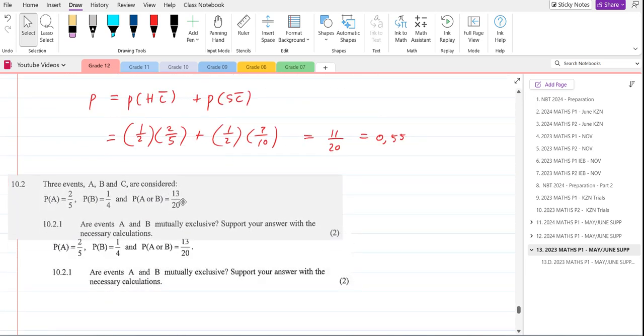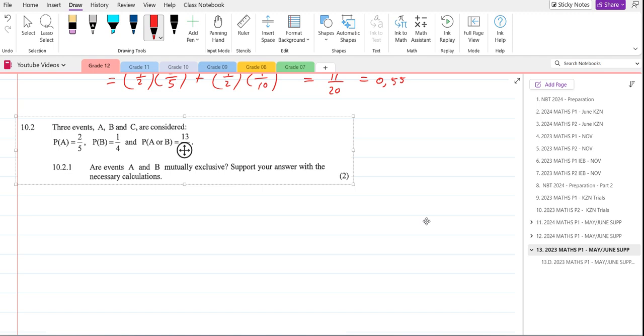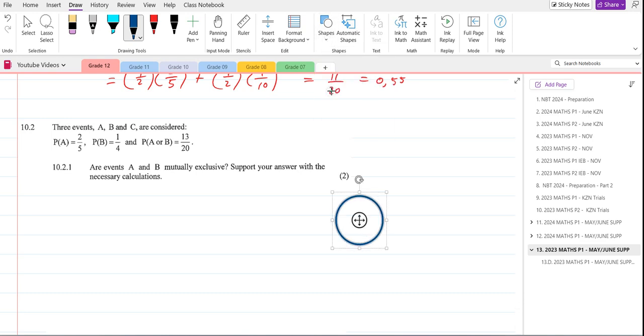Next one. 3 events A, B and C are considered. The probability of A is 2 out of 5, the probability of B is 1 out of 4, the probability of A or B is 13 out of 20. Now, are events A and B mutually exclusive? How do we check for mutually exclusive? We're only looking at A and B. We have event A and we have event B. To check for mutually exclusive, the probability of A or B must be equal to the probability of A plus the probability of B.